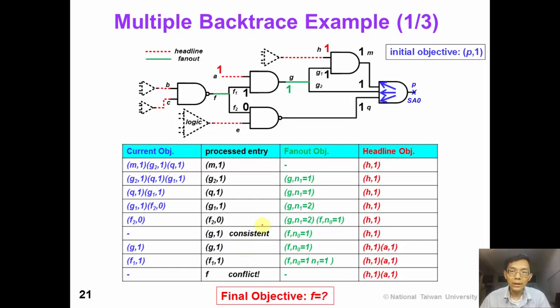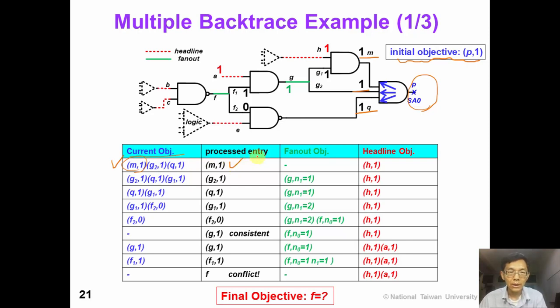Here is an example. Suppose we want to detect P stuck at 0. So our initial objective is P equal to 1. Now we have 3 entries in our current objective, which are M equal to 1, G2 equal to 1, and Q equal to 1. Now let's dequeue the first entry.